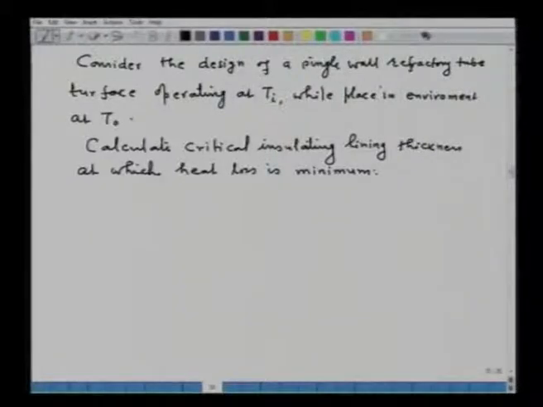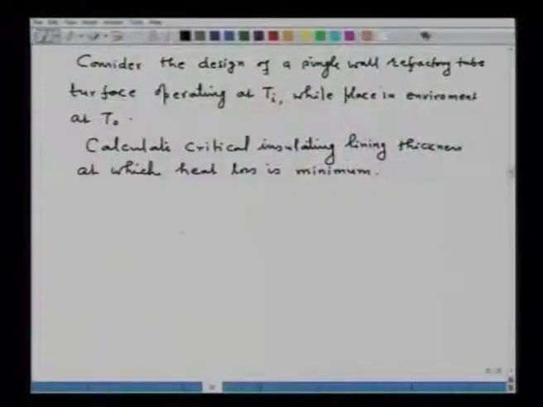Now, this problem I have given with the view that we always perceive that as you add more and more refractory lining, there will be lower and lower heat losses. That is the perception of lining of the furnace. It appears that it is not so, that as you go on adding the refractory lining, the heat loss will continuously decrease. Now, let us see what are the factors that are responsible.